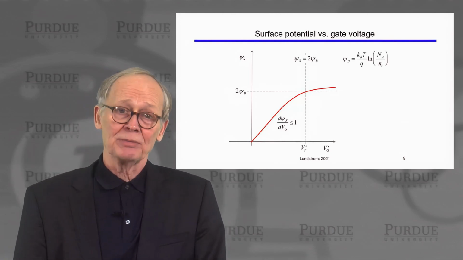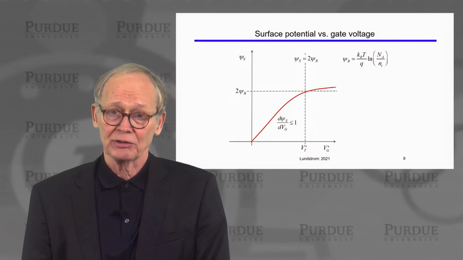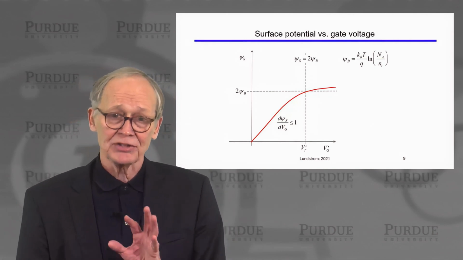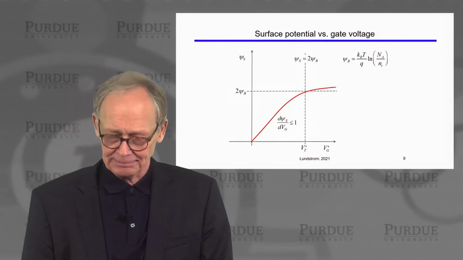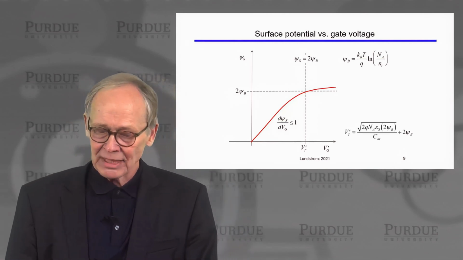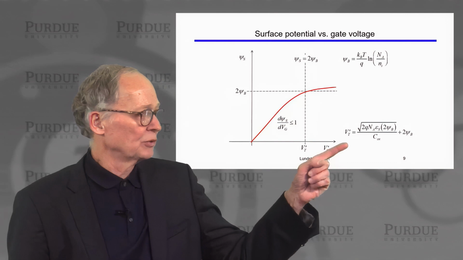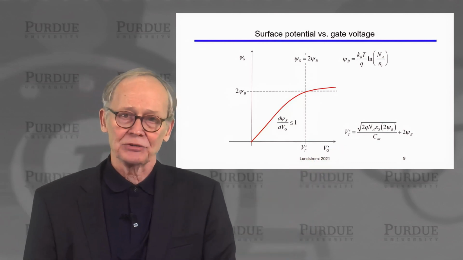Things change when we bend the bands by 2 psi b and create an inversion layer. That occurs at the gate threshold voltage when the bands are bent by 2 psi b. So we can compute that threshold voltage, and that's an important transistor parameter.